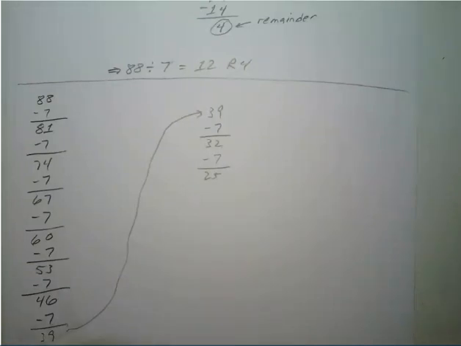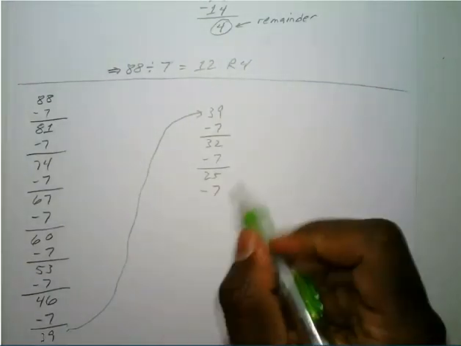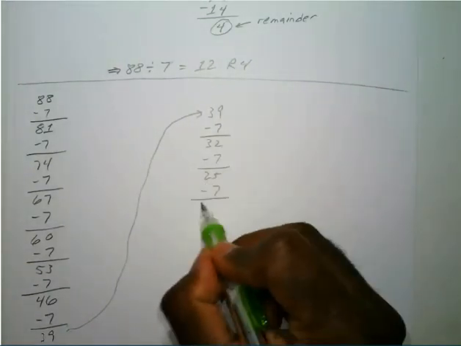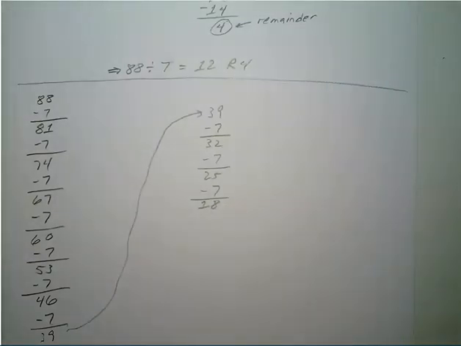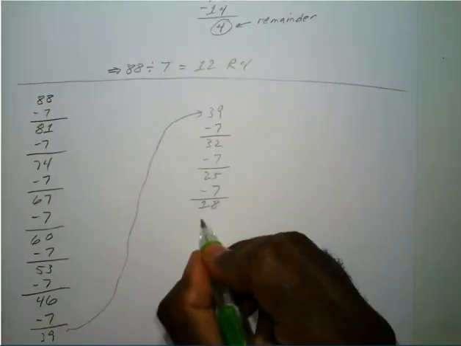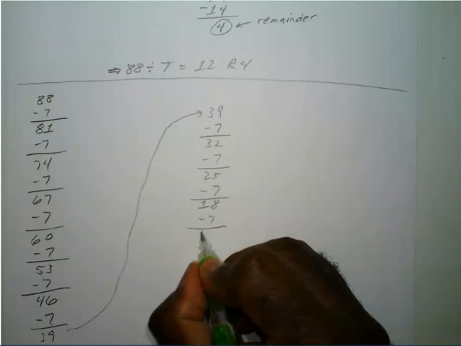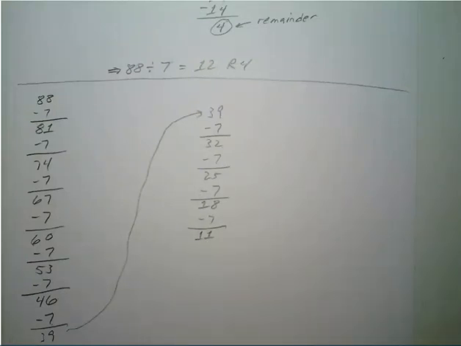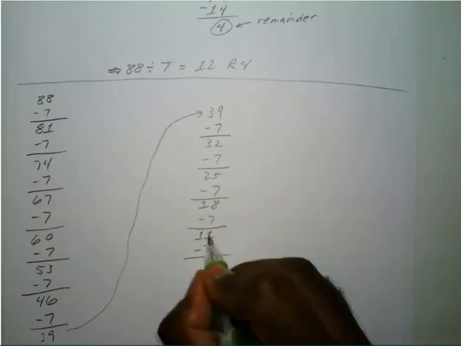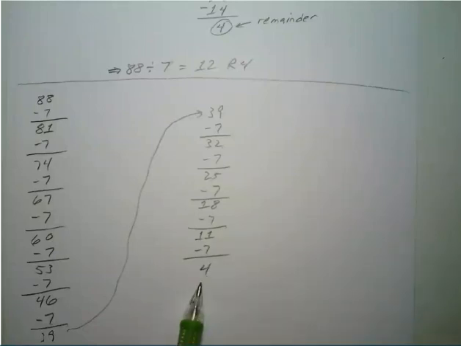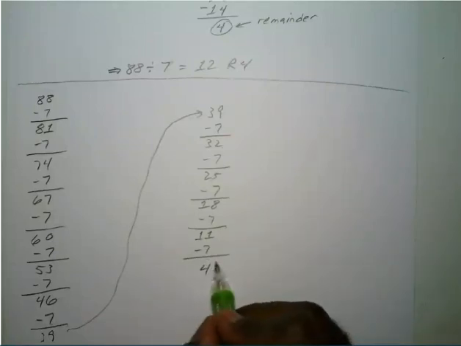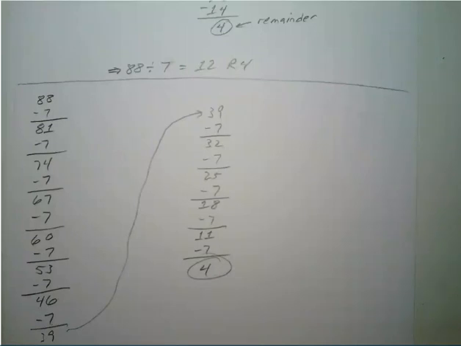What if we subtract 7 again? 25 minus 7 is 18. And what if we subtract 7 again? 18 minus 7 is 11. What if we subtract 7 again? 11 minus 7 is 4, and we can't subtract 7 from 4, so we stop there.